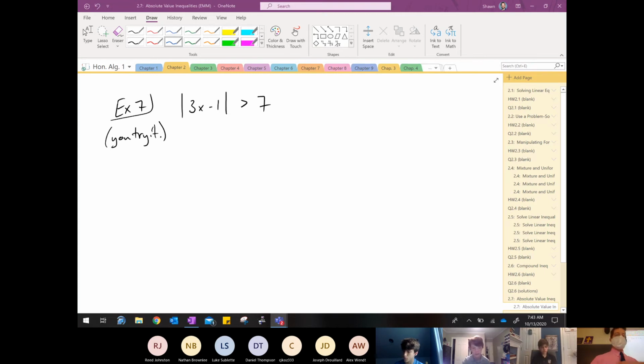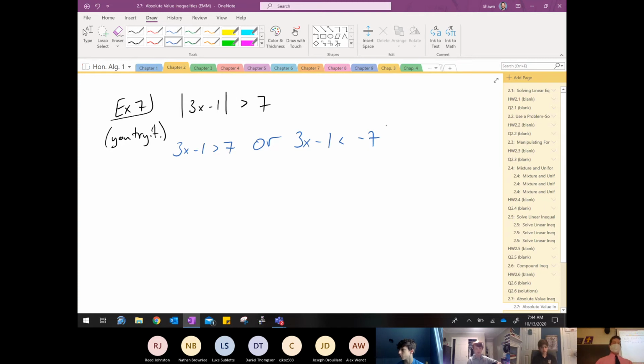Or. Yeah, very good. So it's greater, so I know it's going to be or. Let's see where my O goes. There we go. I know it's going to be or. So I'm going to have 3x minus 1 is greater than 7, or what? What do you think, Drew? 3x is less than negative 7. Oh, Jack took care of it for you, Drew. 3x minus 1 is less than negative 7. Precisely. Very good.